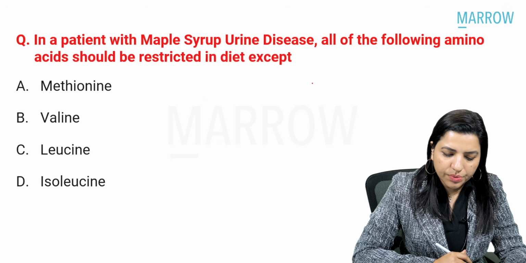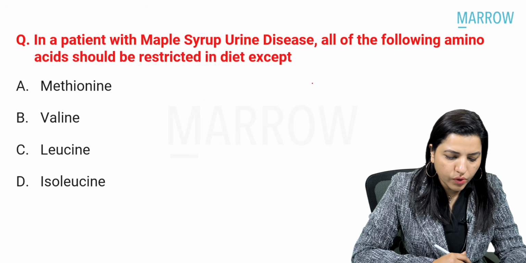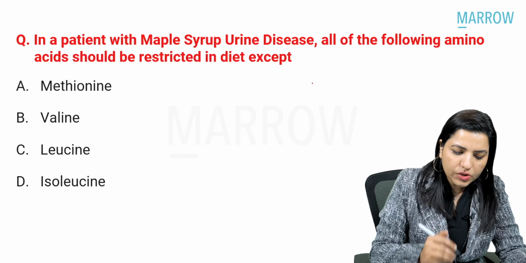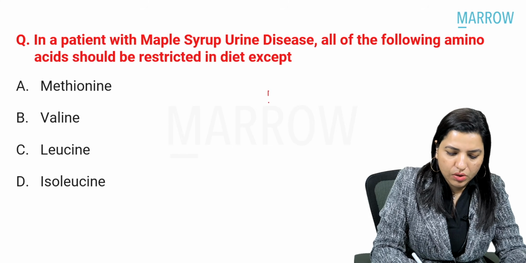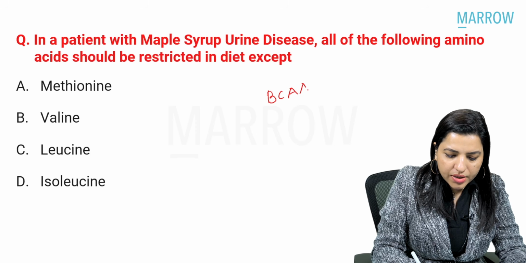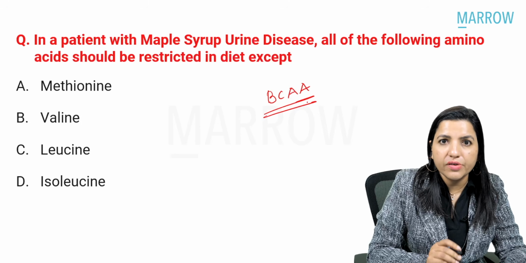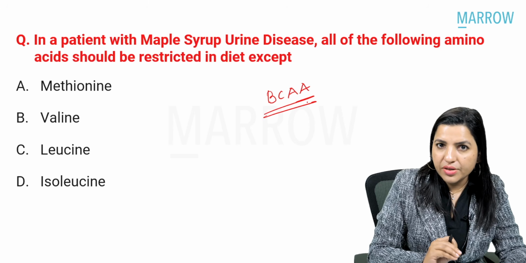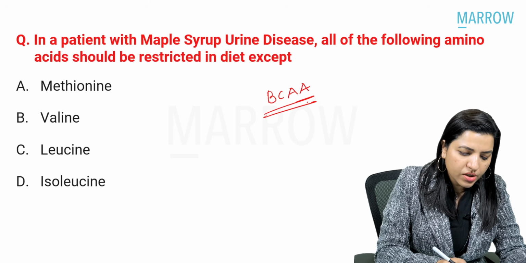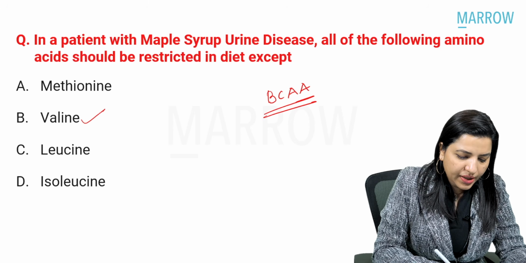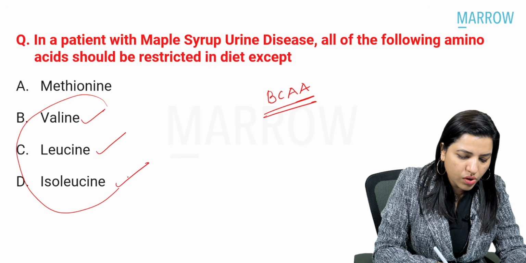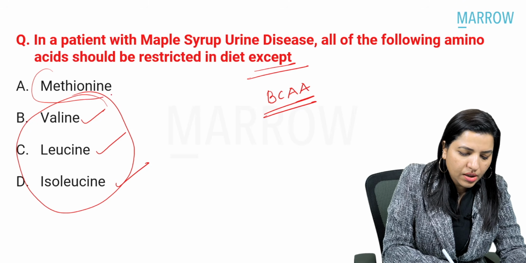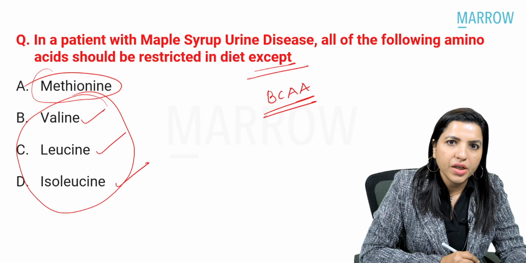Then in a patient with maple syrup urine disease, all the following amino acids should be restricted in diet except. So first we should know that MSUD is a disorder associated with the branched chain amino acids. So definitely we should restrict the intake of the branched chain amino acids in the diet. So we have to restrict valine, leucine and isoleucine. So all of these have to be restricted. So the question is except. So the answer here is methionine. Methionine need not be restricted.